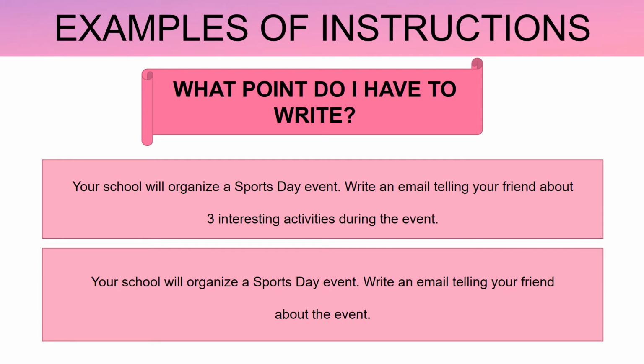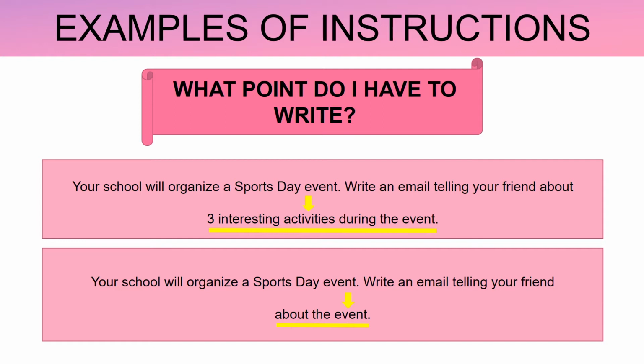Second, we are going to look at what point I have to write. It can be activities, it can be about people, it can be about food, place, or maybe events. So now, the example is: your school will organize a sports day event. Write an email telling your friend about 3 interesting activities during the event. So you have to write about activities. And the second one: your school will organize a sports day event. Write an email telling your friend about the event. So the first one you have to write about activities, but the second instruction, you have to write about the event.